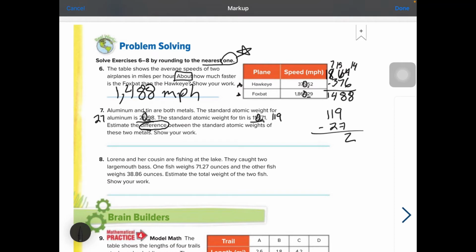9 minus 7 is going to be 2, but we can't take 2 from 1, so turn that to 0, 11. We can do that, however, and that will be 9. So 92 is the estimated weight difference. And I don't see any atomic weight units, so I'm just going to say atomic weight.